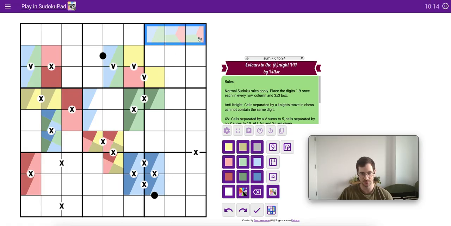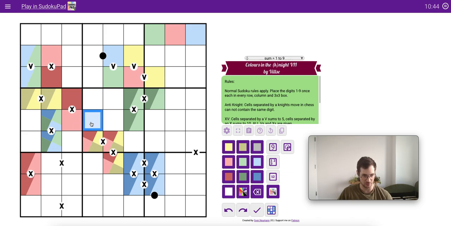This cannot be light blue or light green, because if it was, it would be next to another light blue or light green, but there's no V between them. So we know it must be pink, light red. This cell is seen by both of these. One of these must contain a light blue, so that cannot be light blue. This light green sees that one. This light blue sees that one, so that can't be light blue, and therefore this must be.